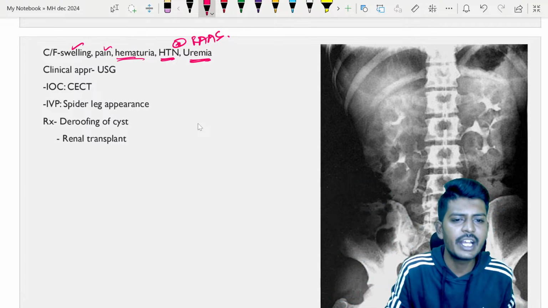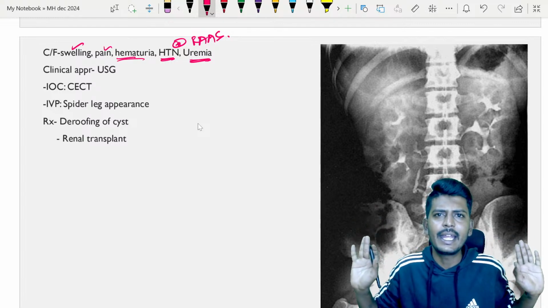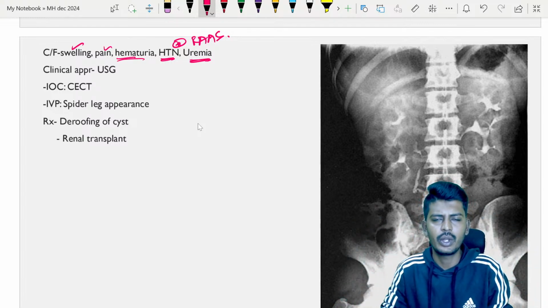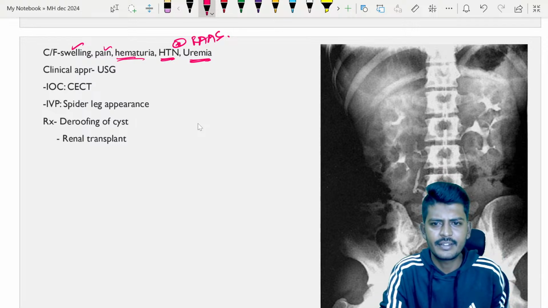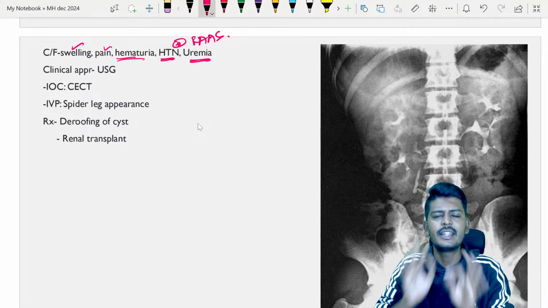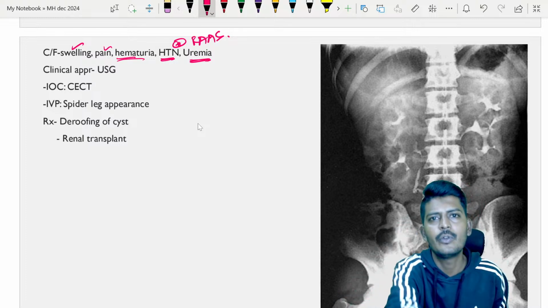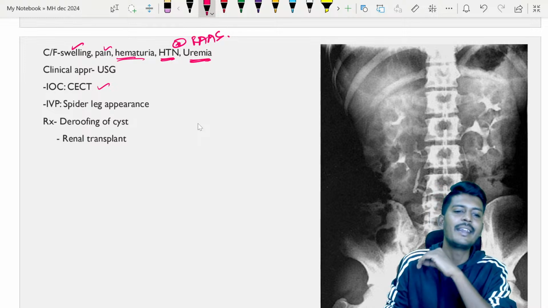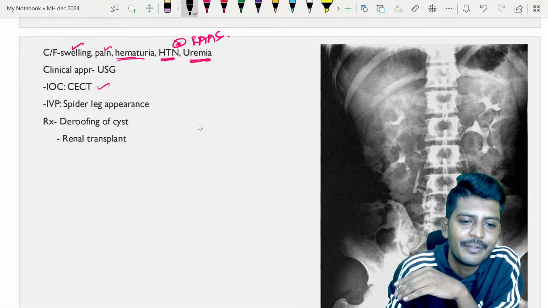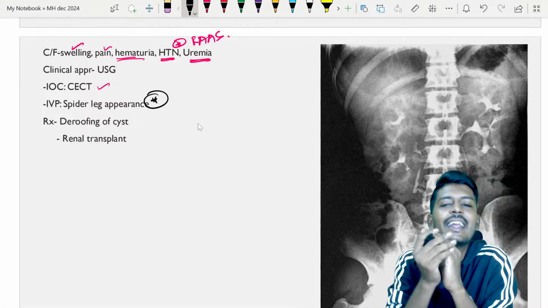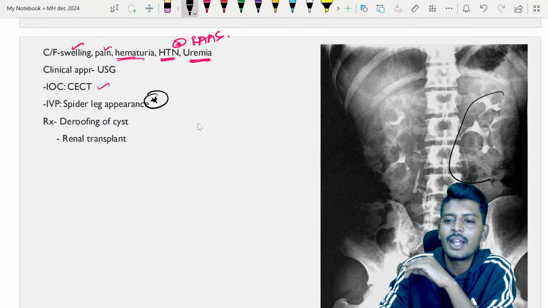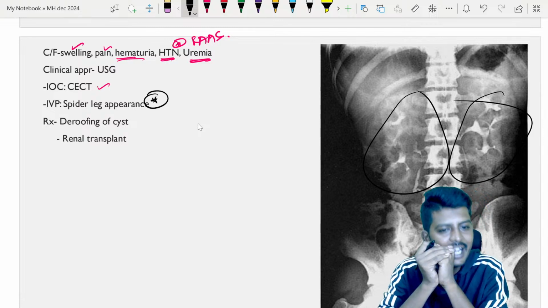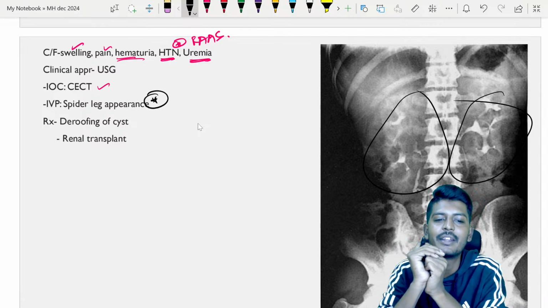So the first clinical approach: if anyone comes with abdominal swelling, the patient is stable, vitals are stable, what do we do directly? Send him for USG, and the investigation of choice is CECT, but they will ask the appearance, and this is asked very frequently. In intravenous pyelography, it has been compared to the leg of a spider. So a spider leg appearance will be there.